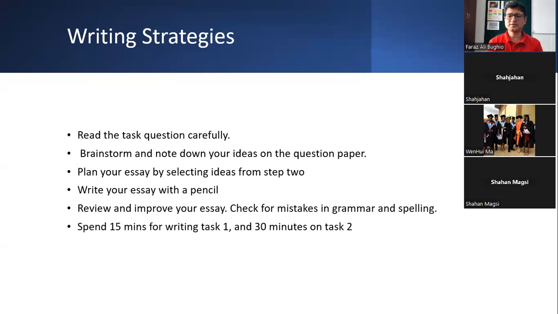Review and improve your essay. It's really, really necessary. Do not just produce a draft and submit. Please understand the importance of proofreading, because when you proofread, you can check for your grammar, spelling, maybe sentence structure, or punctuation. So these things play a very important role in making your writing.